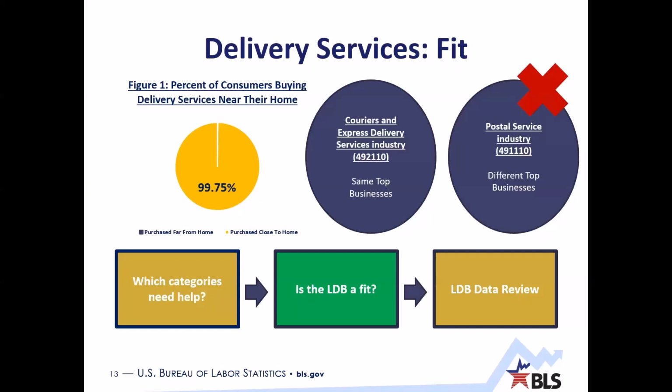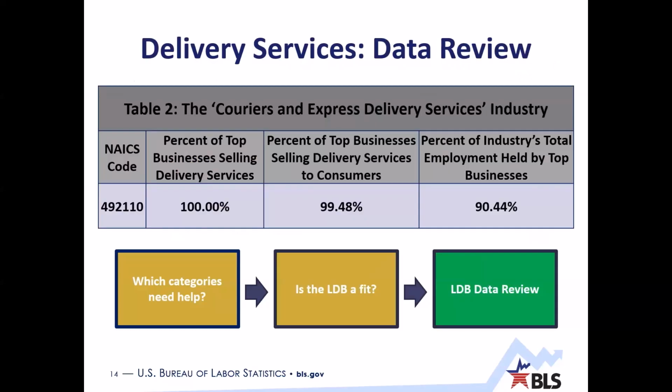We also need to compare the description in CPI for delivery services with the potential NAICS industries which could be a frame. There are two NAICS industry codes which could work, 492.110 and 491.110. Of the two possible candidates, only one has the same top businesses that are listed in the CE and what the CPI has historically seen. And this is the couriers and express delivery services industry, NAICS code 492.110. And it's going to be a frame.